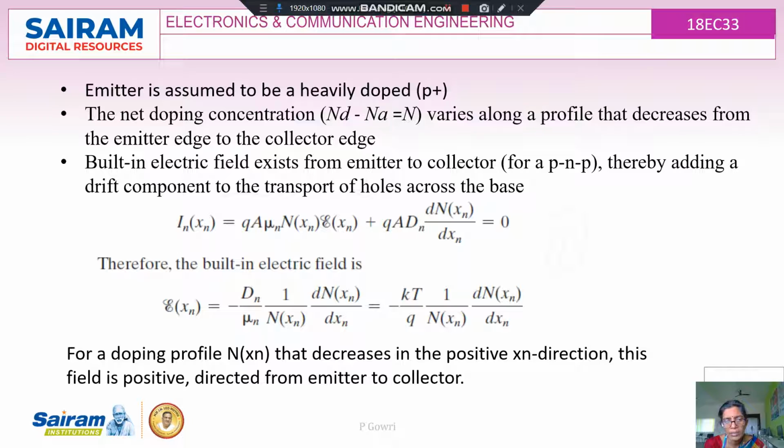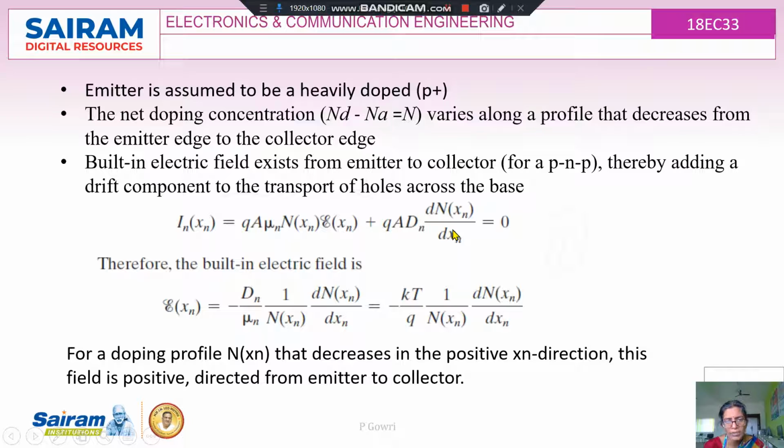If we assume that In is the current due to the electrons in the base region, then In of xn is equal to the drift component plus the diffusion component. The diffusion component is q A D_n into d n of xn by d xn, and the drift component is given as q A mu_n n of xn into E of xn. Here E of xn is the developed electric field, n of xn is the number of charge carriers along xn, and this is the diffusion component.